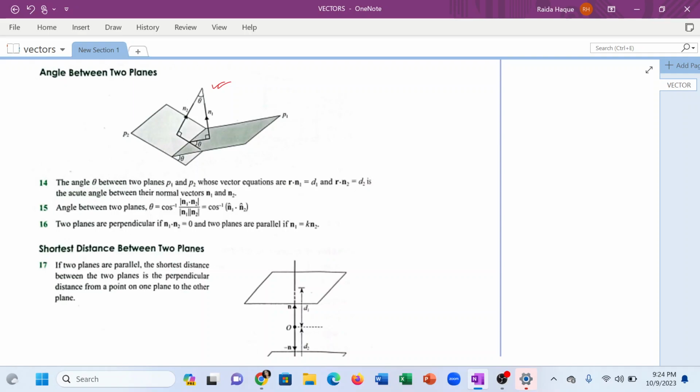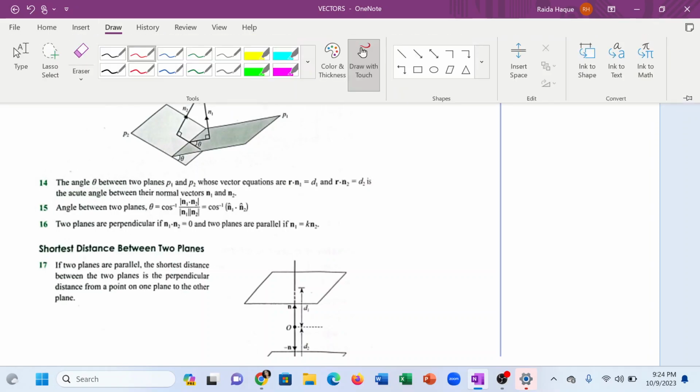Now two planes are perpendicular if n1 dot n2 is equals to 0. We already know that the dot product of anything perpendicular is 0. And the two planes are parallel if n1 is equals to k n2. So if you see one of the normals is basically a multiple of the other, that means that they are parallel.